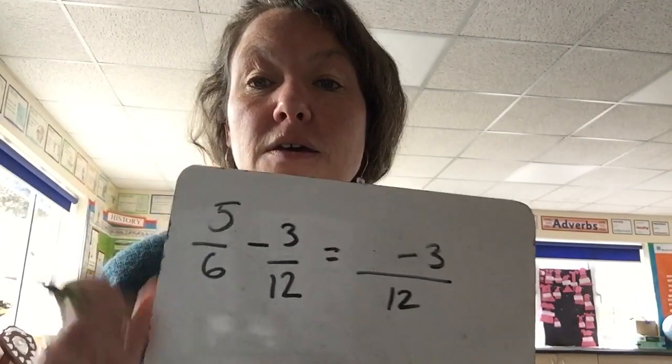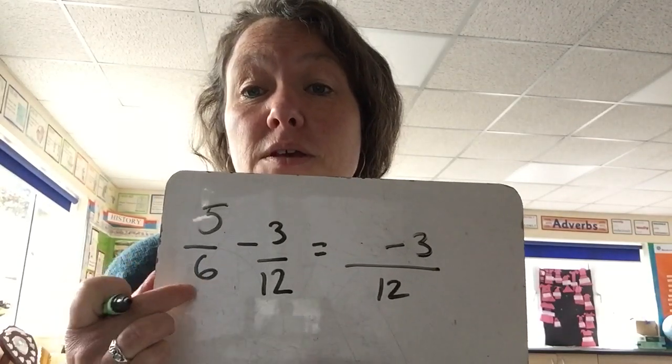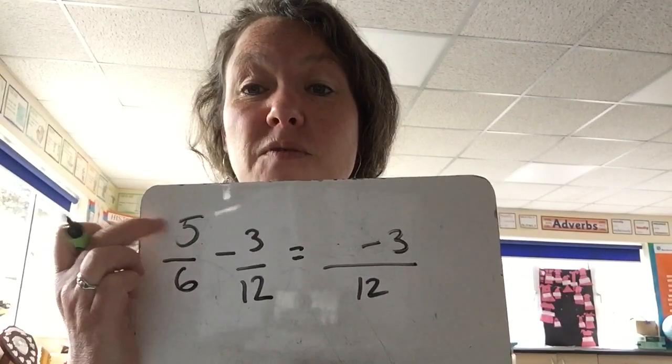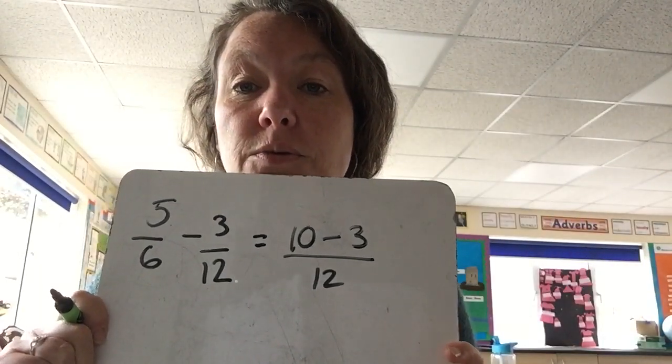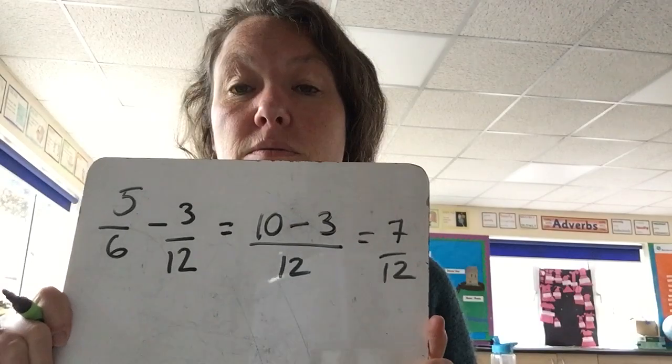And now we have to work out how to change 5/6 into 12ths. So remember, to get 6, what do we do to 6 to get 12? We've times it by 2, so we're going to times 5 by 2, which is 10. So now we have 10/12ths take away 3/12ths, and our answer is 7/12ths. Okay, that's quite a nice one. And I'm going to try and give you, let's try this one.